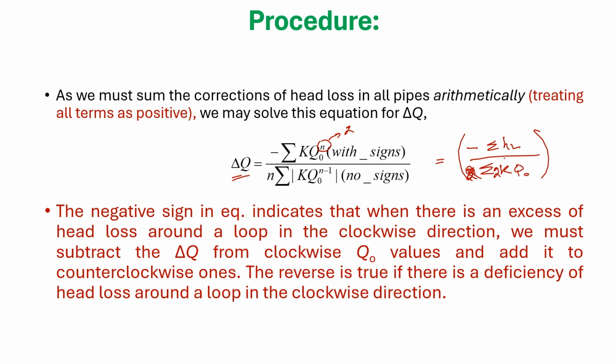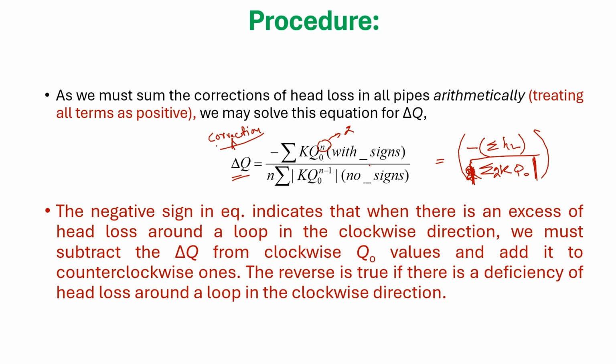You will simply add up the head losses in the pipes of a single loop and put the value here. It may be positive or negative depending upon the direction, and the denominator is the positive value of the summation of 2kq naught for the loop. If you divide these two values, you will get a correction. This delta q means a correction that will be applied to the specific loop. So if we are moving with the first loop, then this correction will be for the first loop only.